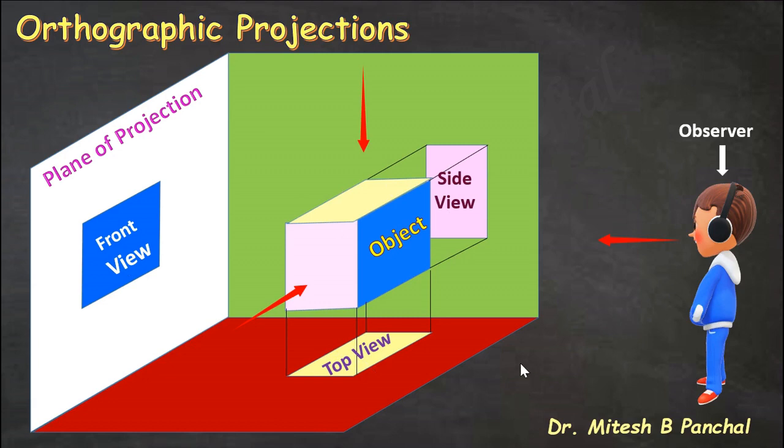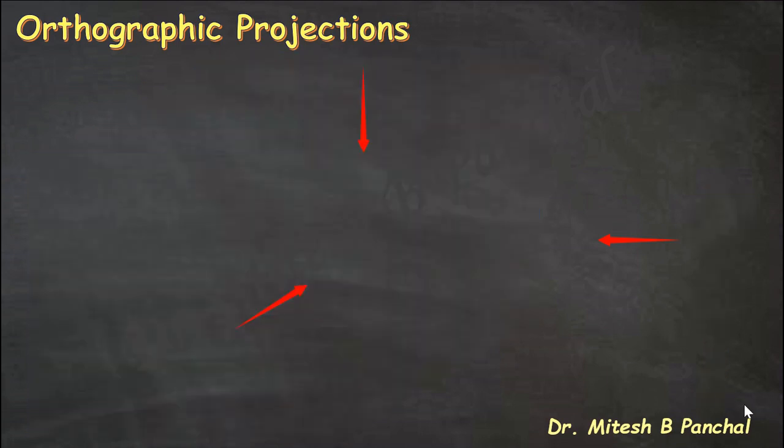So this is the definition of the orthographic projection. That is, all the projectors are parallel to each other and perpendicular to the plane of projection. The projection obtained by considering these two requirements is called orthographic projection. So orthographic projections are mainly useful for the engineering community, as I have already told you.